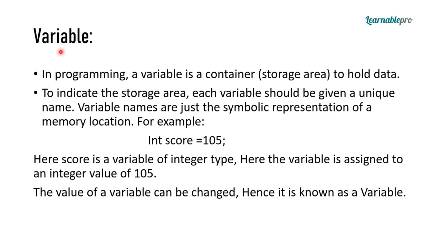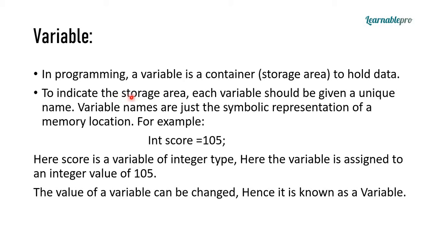Today we are going to discuss variables in C language. Today I am going to explain what is meant by a variable. In programming, a variable is a container or storage area which holds the data. In simple words, a variable is a memory location which holds the data.